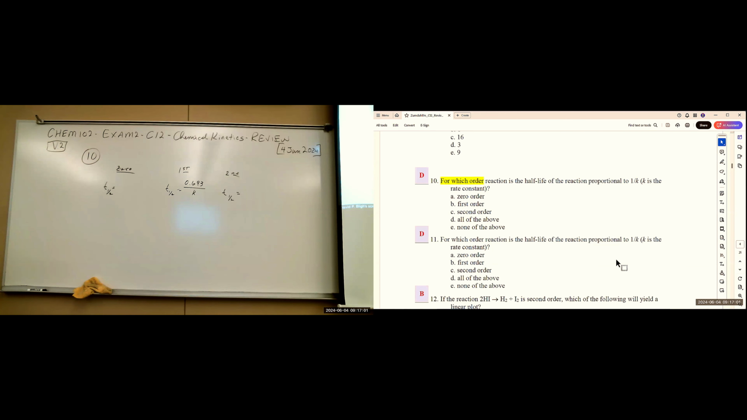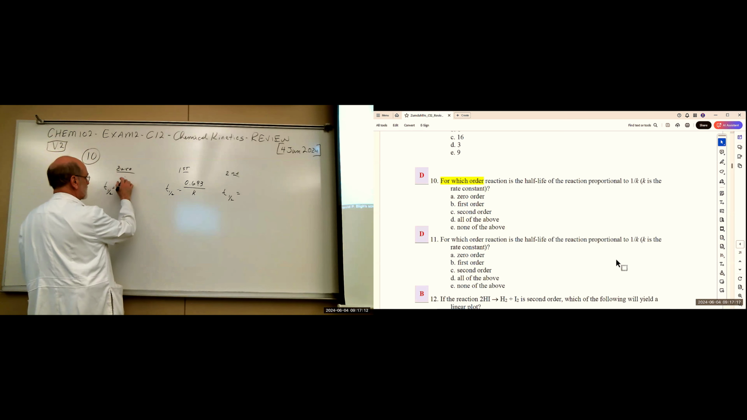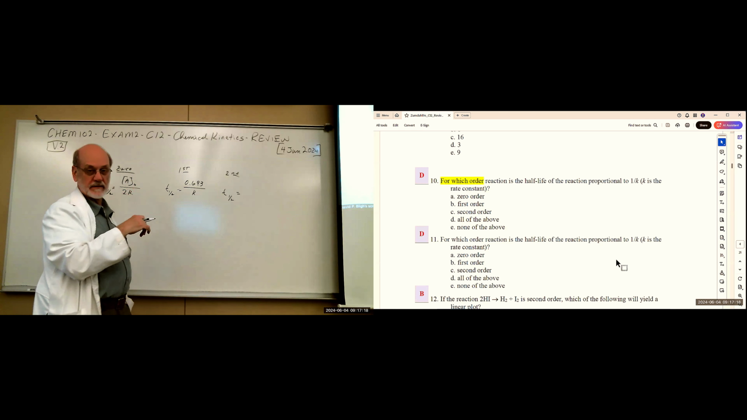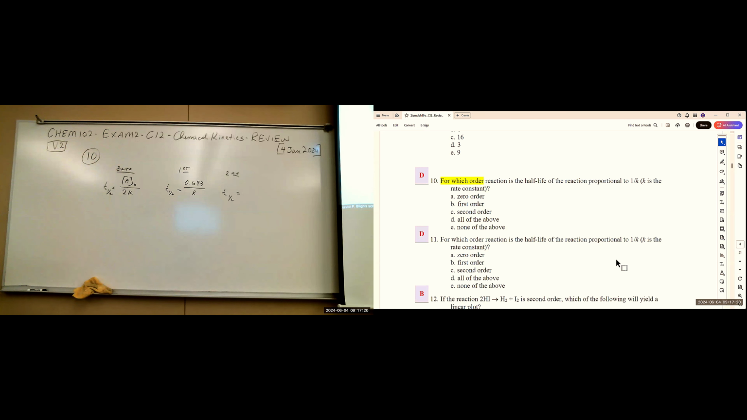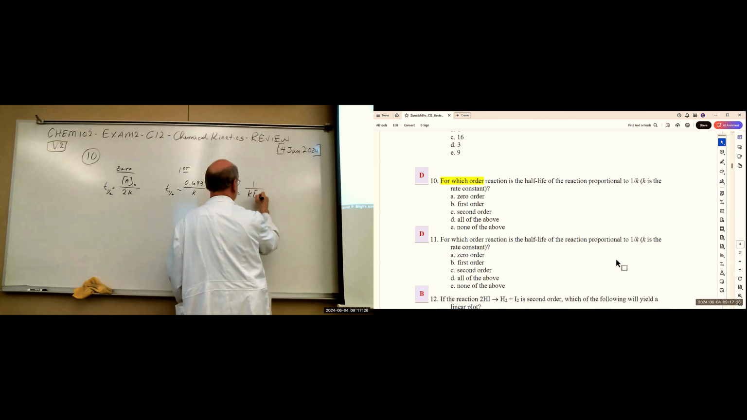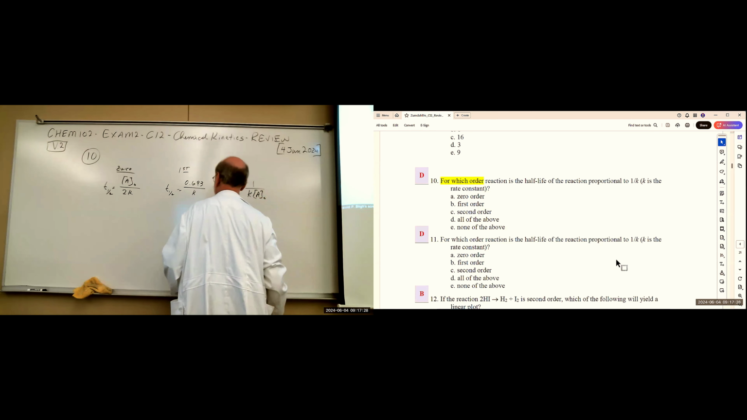So zero order is A over 2K. Right? Yeah, A over 2K. So this would be whatever the concentration here is over 2K. And the last one is 1 over K, A zero. Okay.